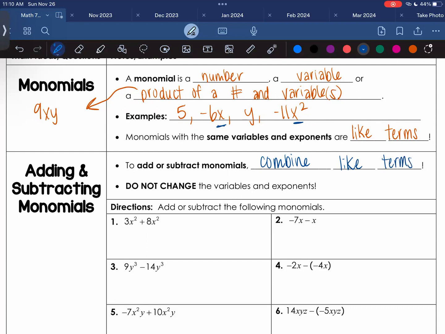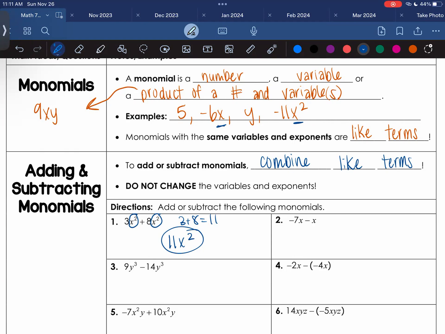When you combine like terms, remember you do not change the variables or the exponents, the numbers. That is all that will change. So take a look at number 1. We have 3x squared plus 8x squared. X squared and x squared, that's the same variable. So we can combine. All we have to do is 3 plus 8, which is 11. And our answer is 11x squared.